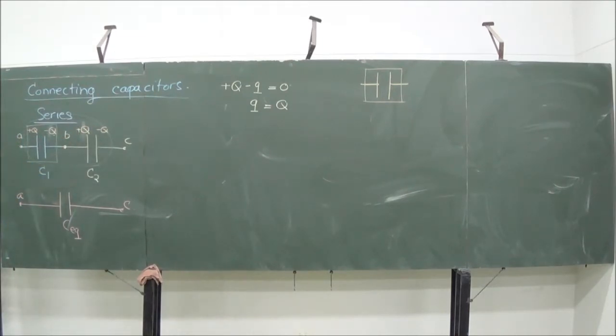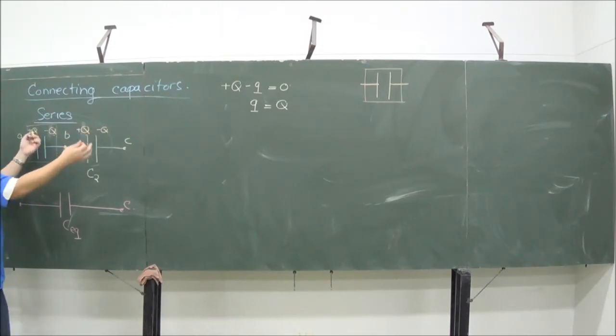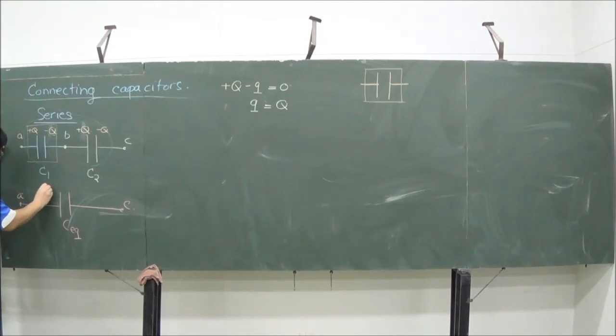So this is the situation we have when we connect these in series. And you see that in the equivalent capacitor, when we join up these two hands, minus Q and plus Q cancel. So we only have plus Q here and minus Q here.